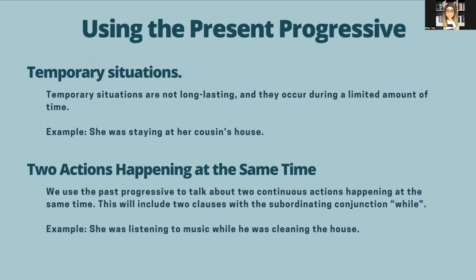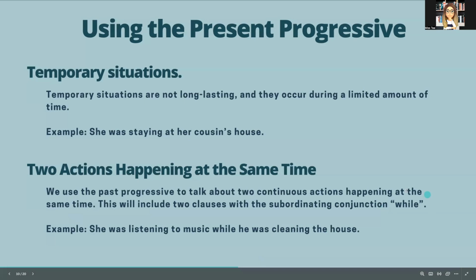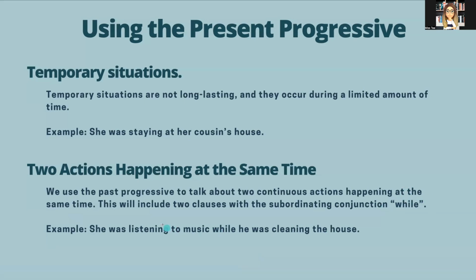We also use it for two actions happening at the same time, and we use past progressive to talk about these two actions that were happening at the same time. So this will include two clauses with the subordinating conjunction while. An example: she was listening to music while he was cleaning the house.